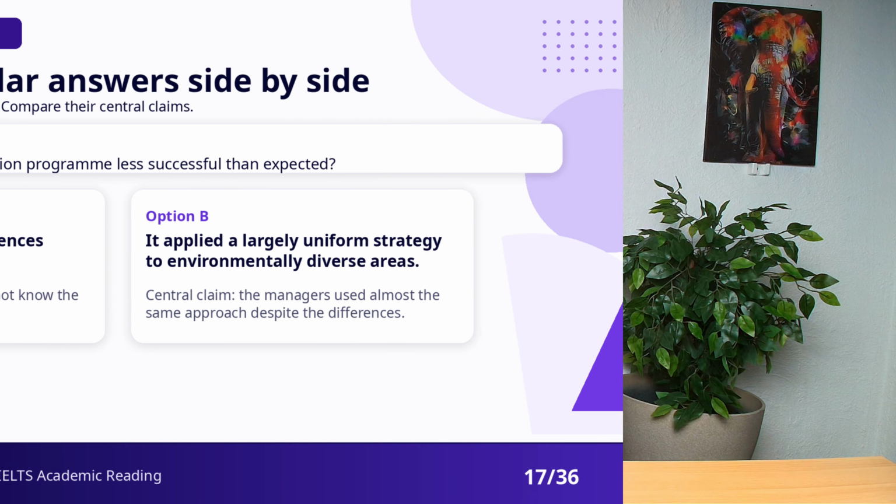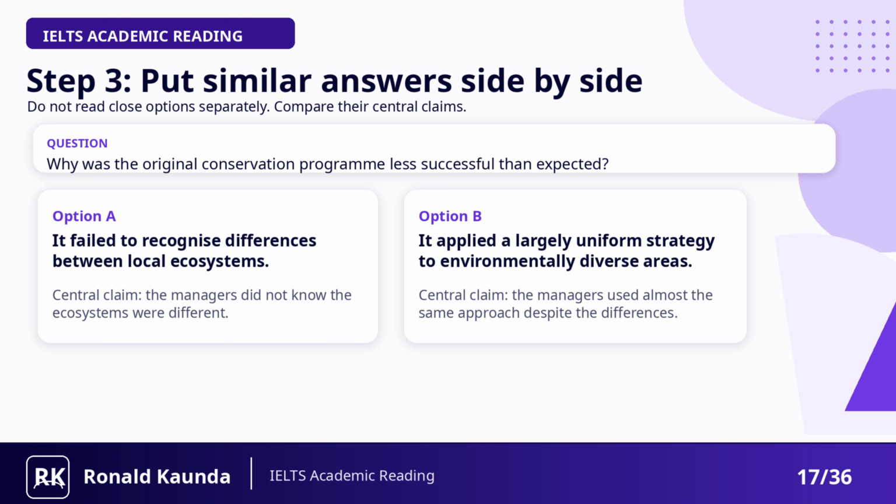So in step 3, we are going to put similar answers side by side. When two answers look correct, do not continue reading them separately. Place them side by side and reduce each one to its central claim. Option A, it failed to recognize differences between local ecosystems. This means that the program managers did not know or did not understand that the ecosystems were different.